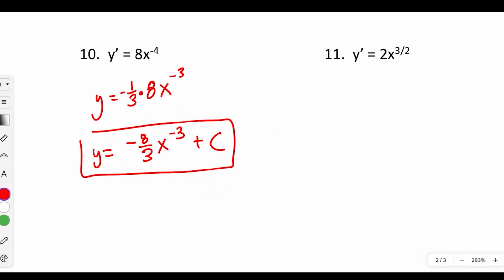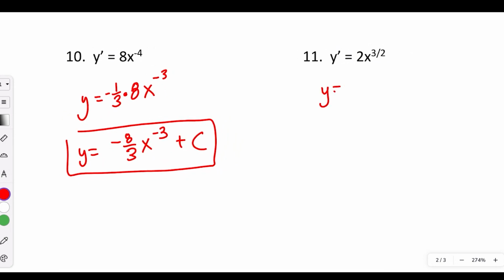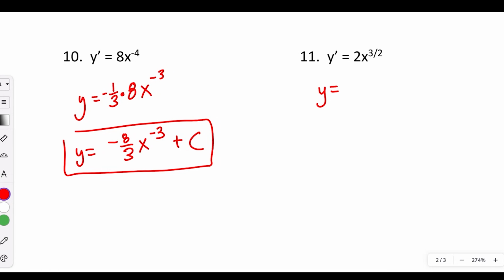All right, let's try this next one. Okay, so this is y prime. I'm giving you the slope, right? The derivative, and now I want its antiderivative. So y equals, I'm going to leave the coefficient alone. I'm not going to mess with that yet, but I'm going to leave a little space, times x to the what power?